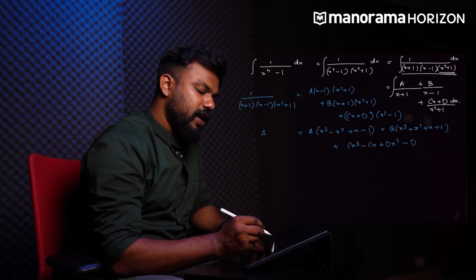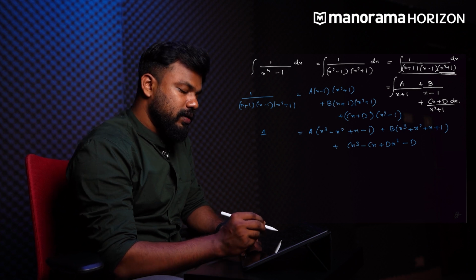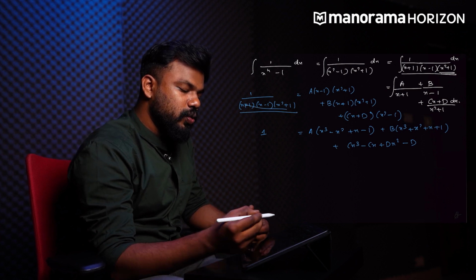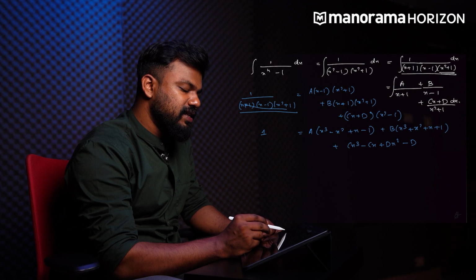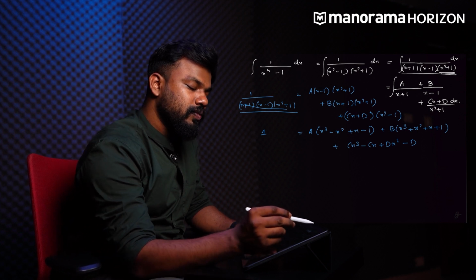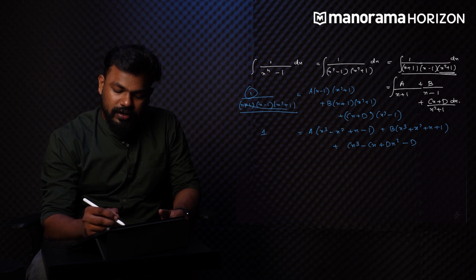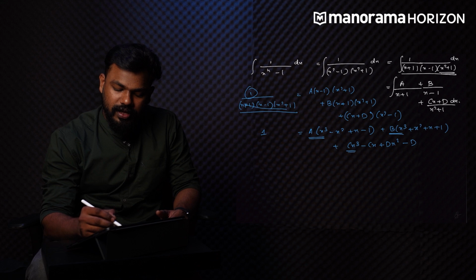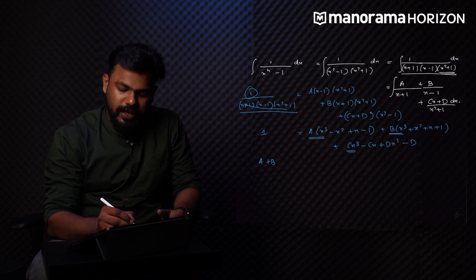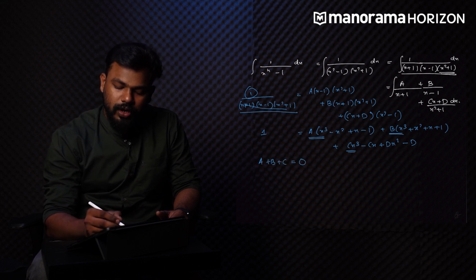And on the left side you have 1. The denominators get cancelled because you have taken the LCM, right? So they get cancelled and you are left with 1. So when you are left with 1, this 1 is the only constant. So now look for the x cube terms. You have a, you have b, you have c. So what is a plus b plus c? That is equal to 0. Now look at the x square terms.